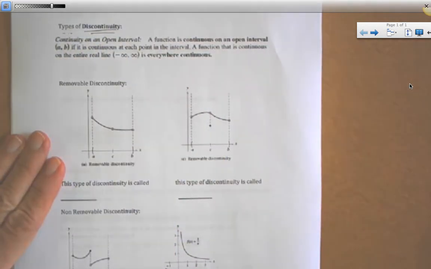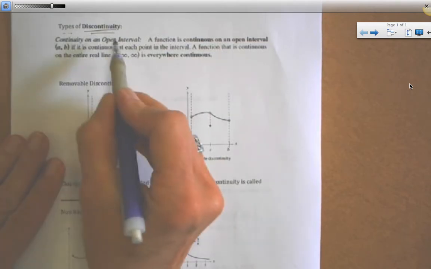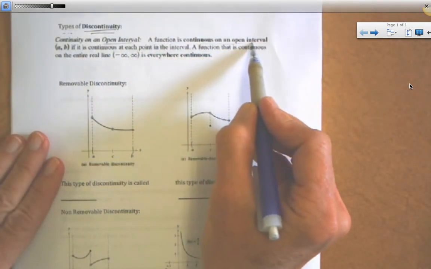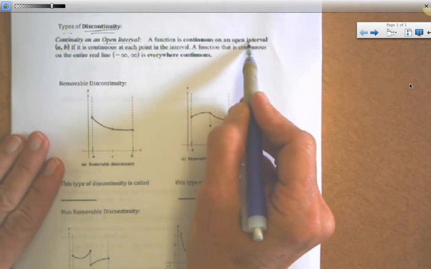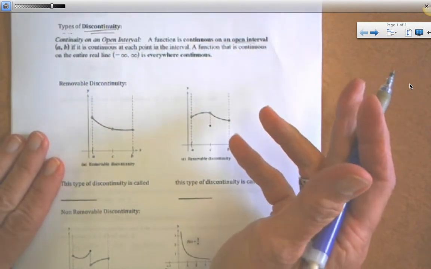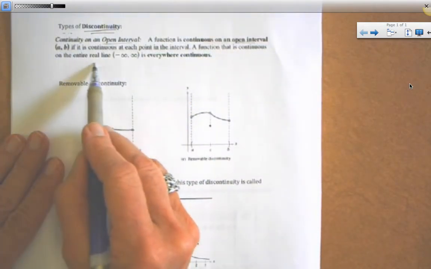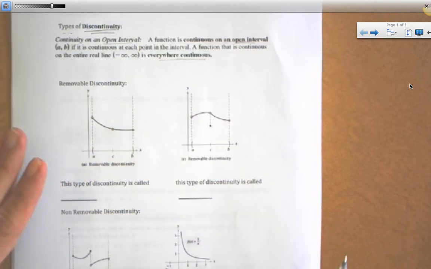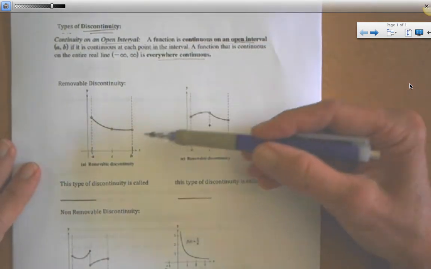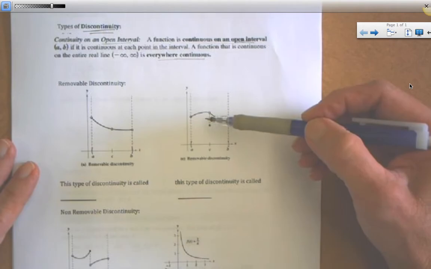All right, so this is the definition of continuity on an open interval. A function is continuous on an open interval (a, b) if it's continuous at each point in the interval. Now, this is on an interval, not at a point. That's two different things. A function that's continuous on the entire real line, negative infinity to infinity, is everywhere continuous. So here we have removable discontinuity.